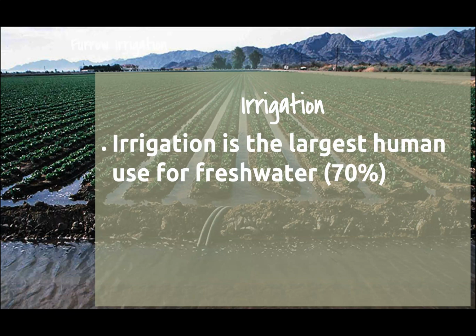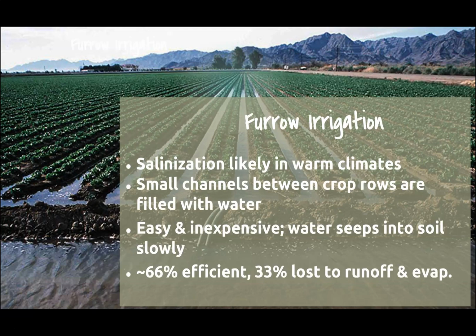So irrigation, as we stated, is the largest human use of fresh water. 70% of the fresh water on this planet is used for irrigation. And there are going to be four major types of irrigation. Let's first start off with what is known as furrow irrigation. And that is kind of what this picture is. Furrows are these cuts or these grooves. If you see in the picture in the background, there are grooves cut between the crops.